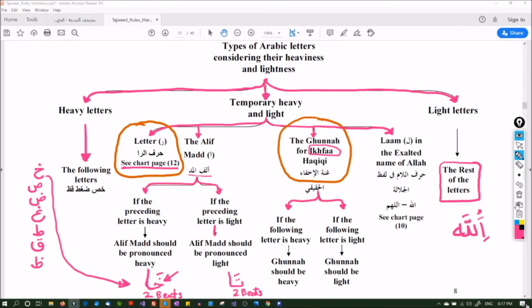Okay. All right. Let us now look at some of the examples. There's a lot of things here. Let us look at the examples of rounded letters and the lamul jalala.